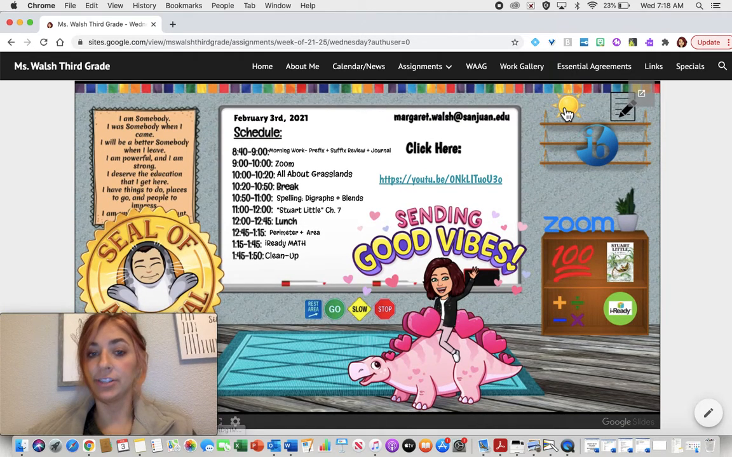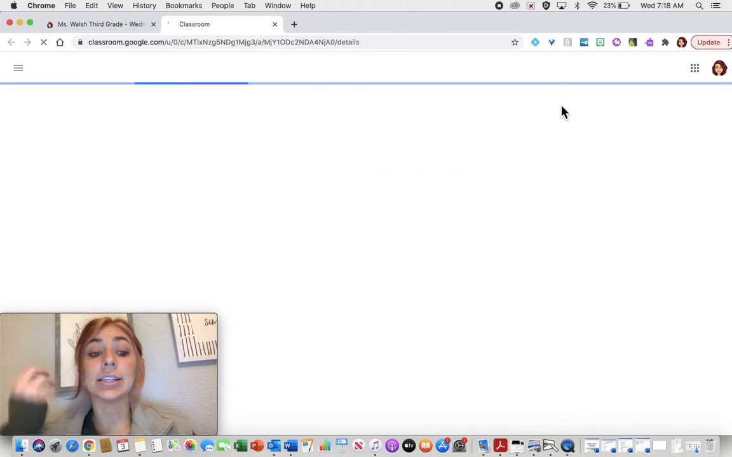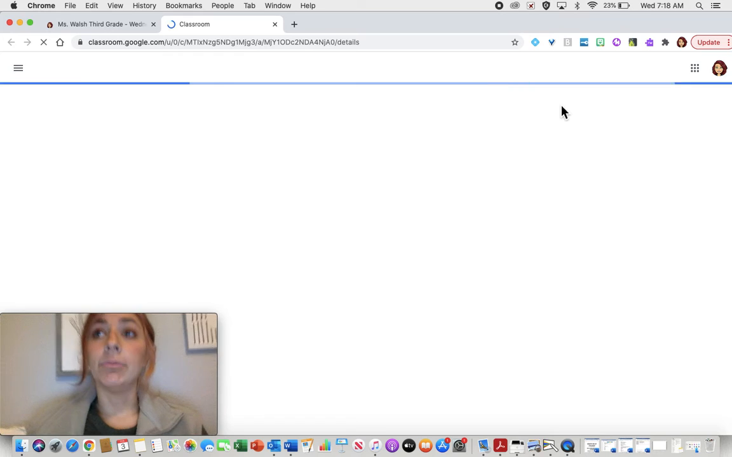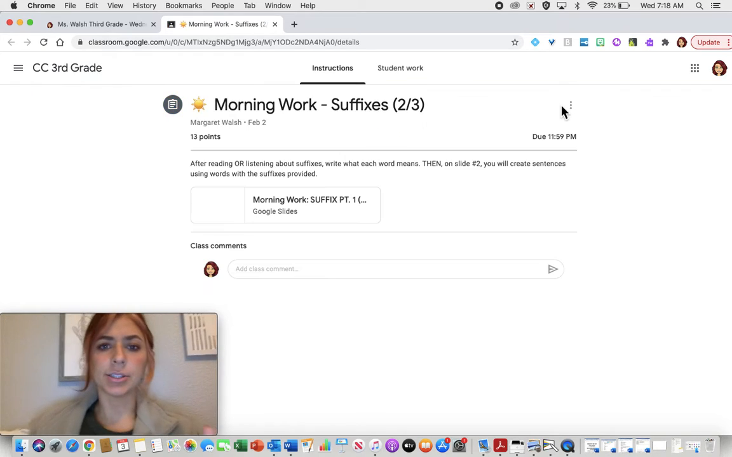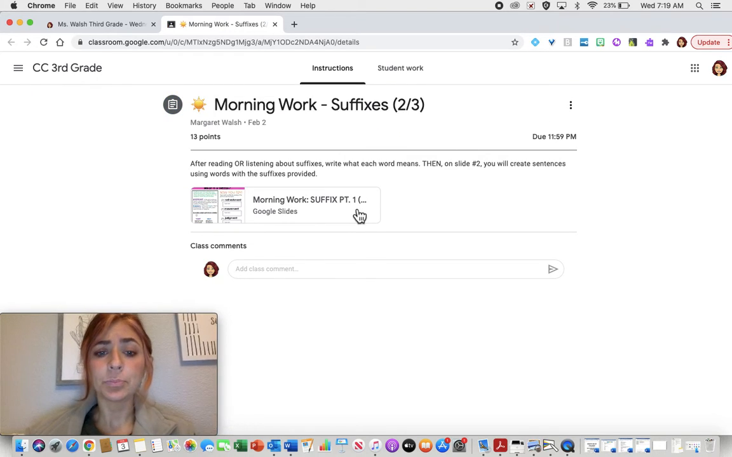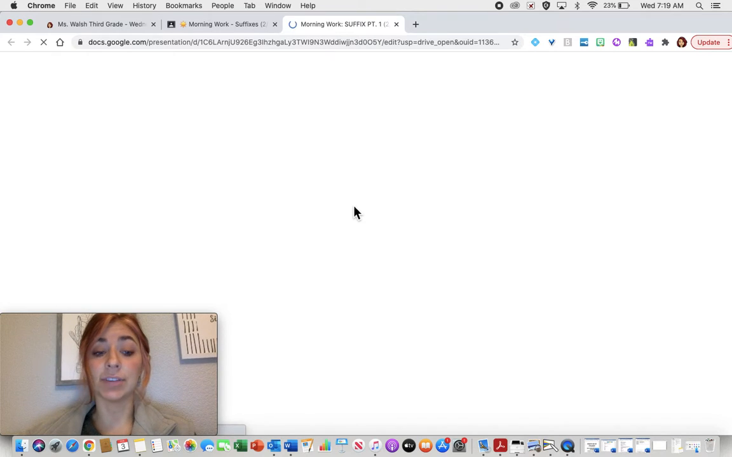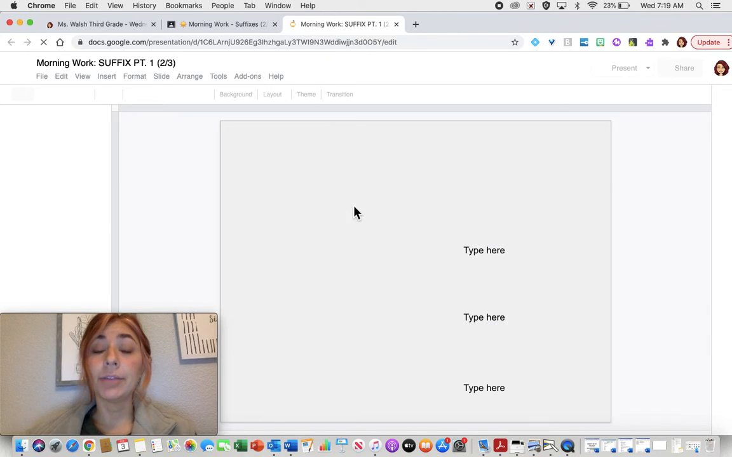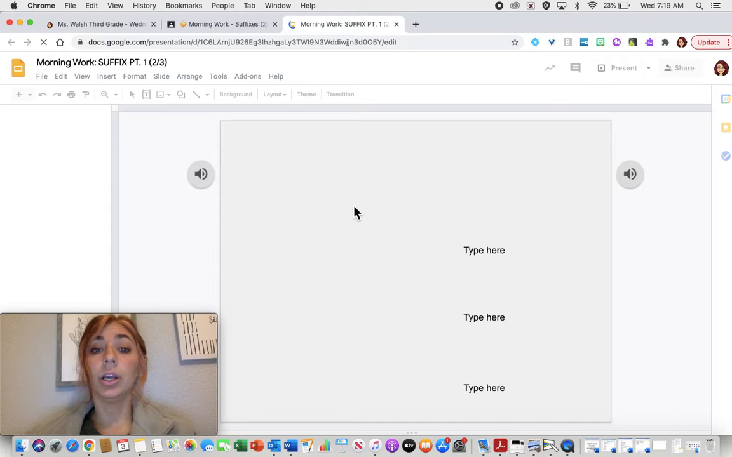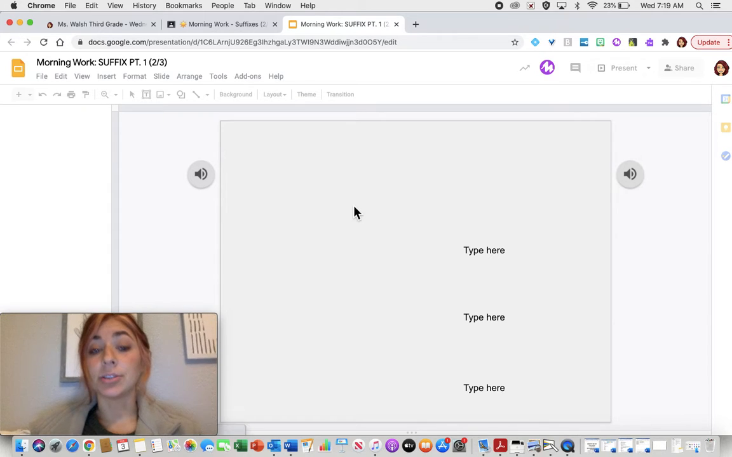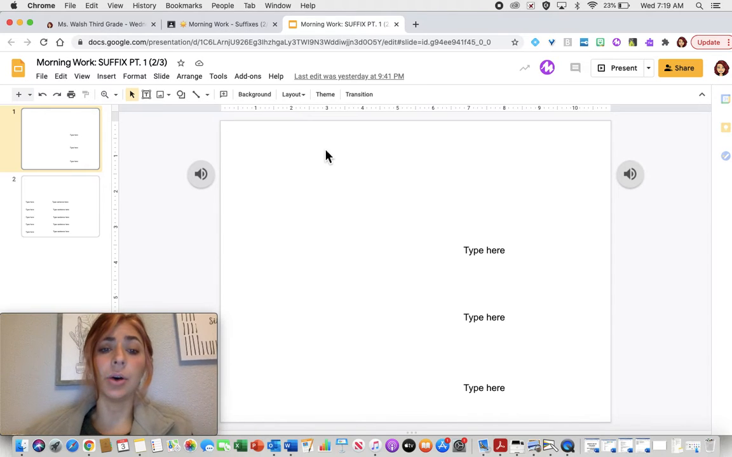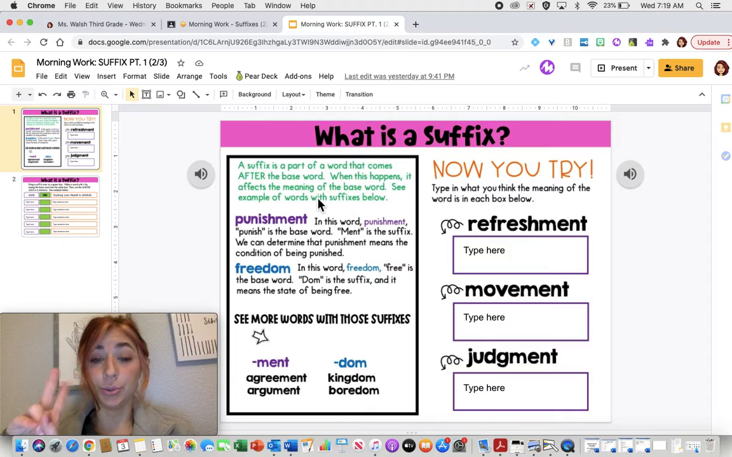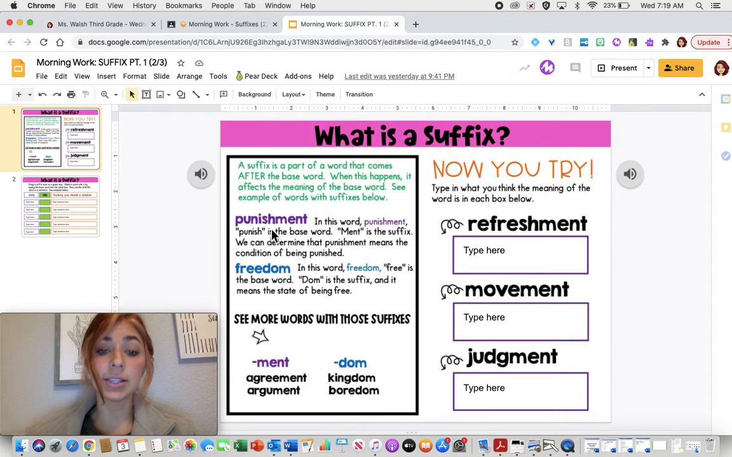So first things first, we have our prefix and suffix jobs. We've been really focusing on prefixes the past 2 days, so today we're going to be looking at suffixes. We know that prefixes are at the beginning of the word, and if we remember from last trimester, suffixes are at the end of the word. In this anchor chart, you're going to see that they give you examples of 2 suffixes, and those suffixes are meant and dumb.